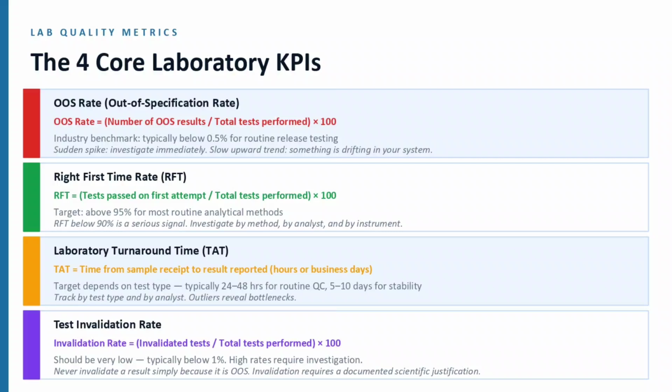The fourth is the test invalidation rate. This tracks how often a test run is declared invalid. Each invalidation is a cost. And there is a critical data integrity point here. You cannot invalidate a result simply because it is OS. An invalidation requires a documented scientific justification that proves the test was invalid for a laboratory reason, not a product reason. Inspectors look very carefully at invalidation decisions.